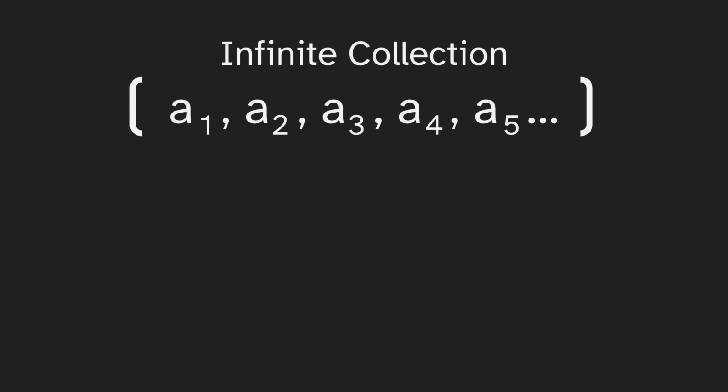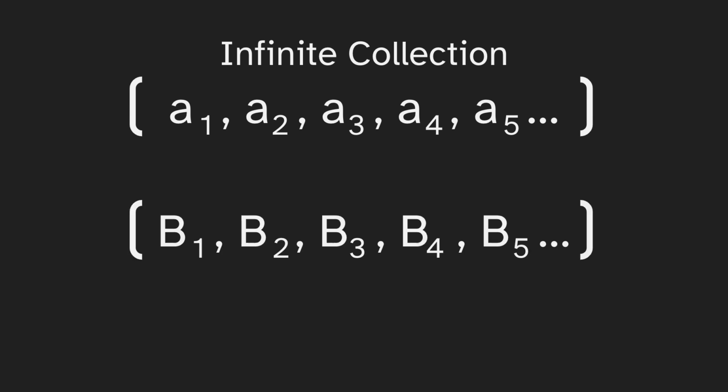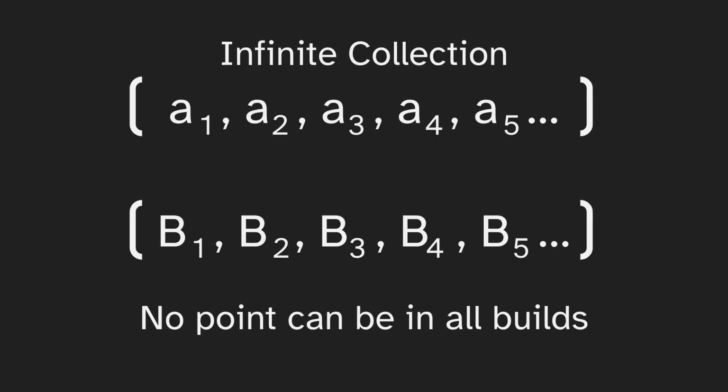Now we can take each point separately and create a build, just like that 1-point build. But now we have a slight problem, because no point can be in all of the builds. Otherwise it wouldn't converge. And because we're not being careful about how we make these builds, that might happen. But we just have to tweak things a bit to avoid this problem.